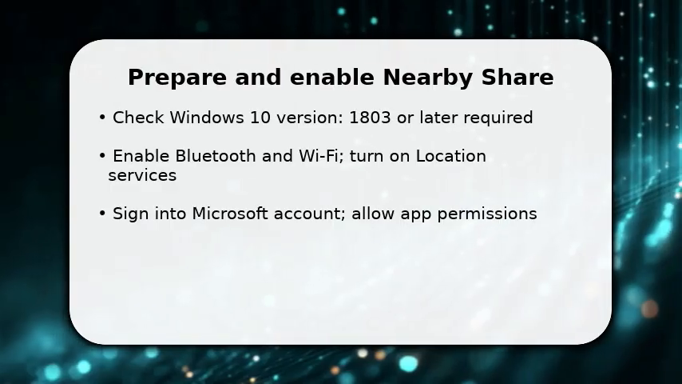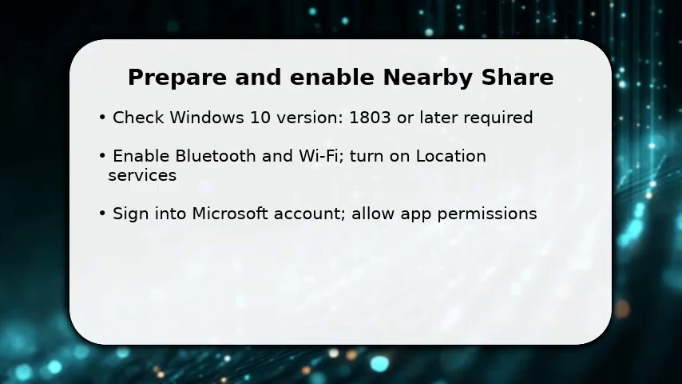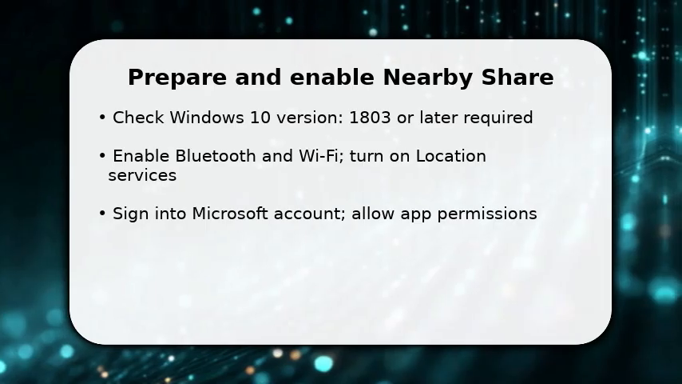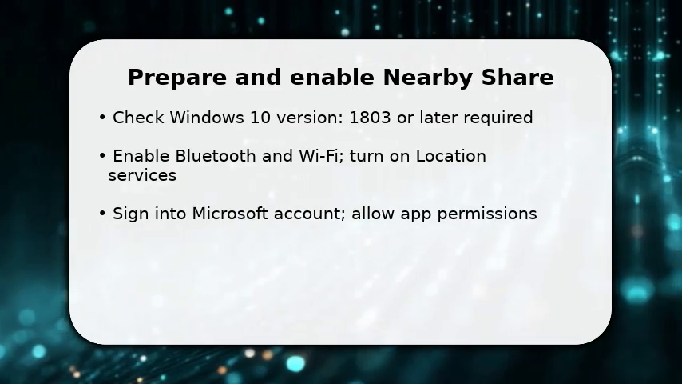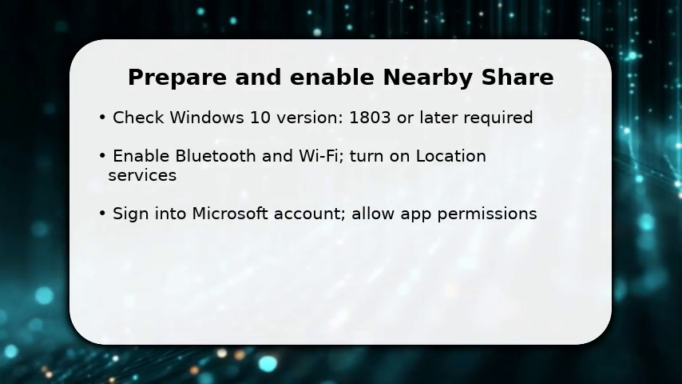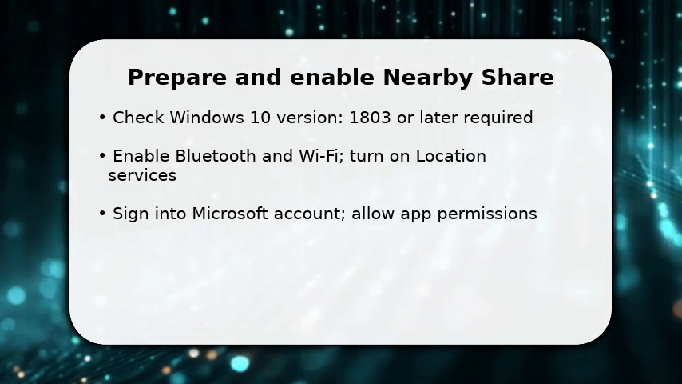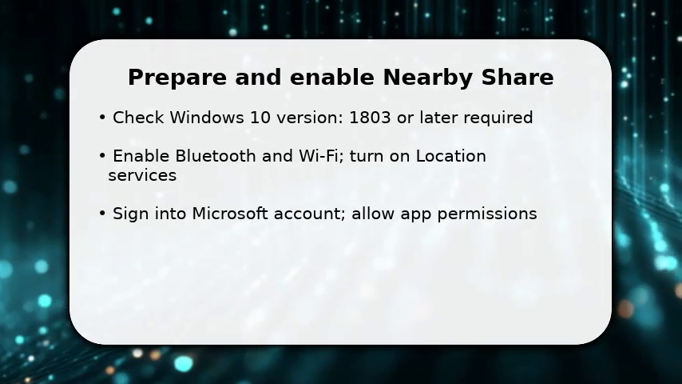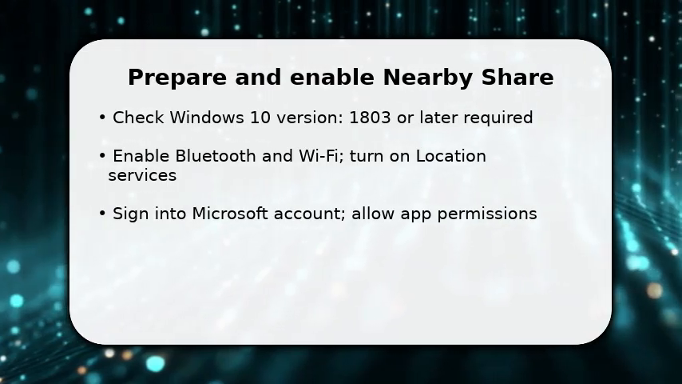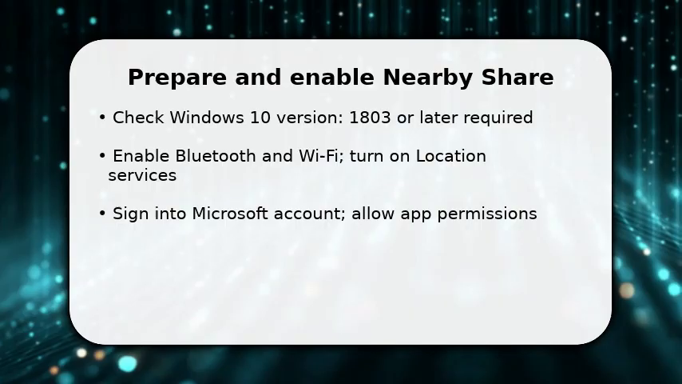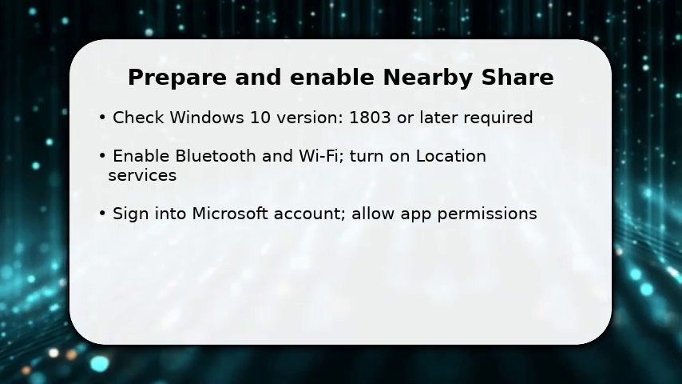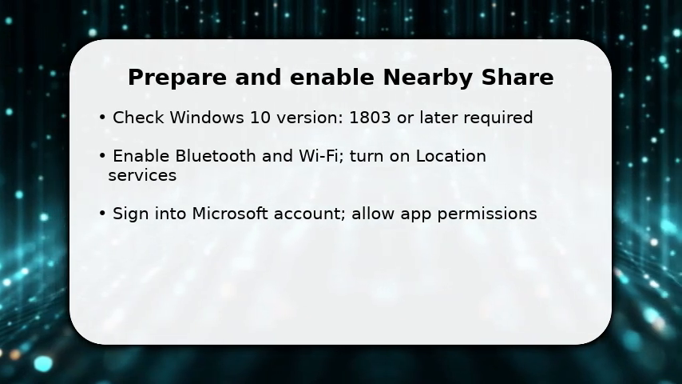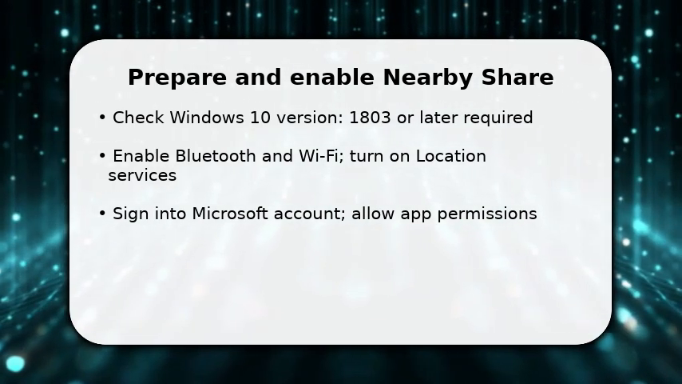You'll start by enabling the services that Nearby Share depends on. Turn on Wi-Fi and Bluetooth right away, then open Settings, Privacy, Location to allow access. This helps device discovery. Next, confirm your Windows 10 build is up to date and sign into your Microsoft account so shared items appear across devices. Once done, open the Quick Actions panel and enable Nearby Sharing so your PC begins advertising itself. This first step gets the system ready to send and receive files.